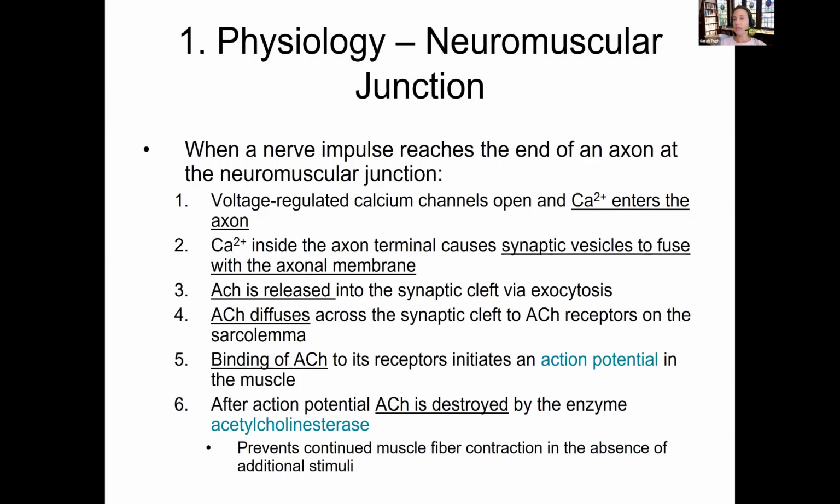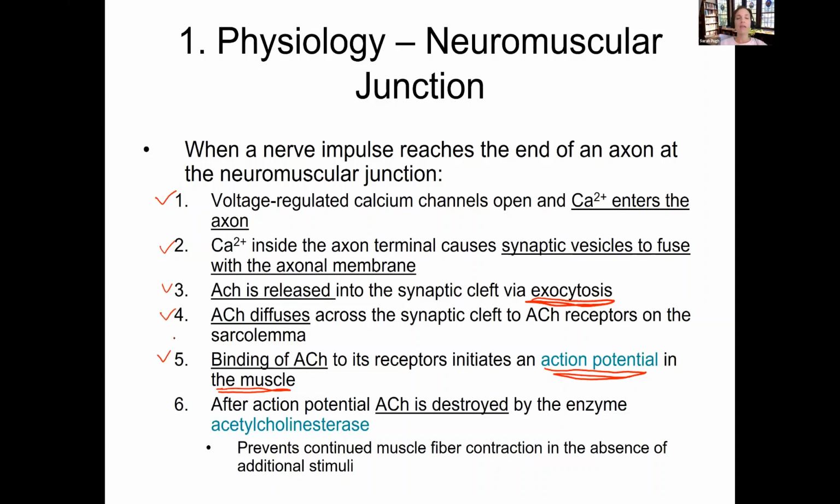So I'm going to walk you through these steps. These are the same steps we just did. So this tells you, calcium enters into that axon when that impulse gets to the end. That's going to cause synaptic vesicles to migrate to the end of the axon. Acetylcholine is going to get released through exocytosis. Acetylcholine now diffuses across the cleft and binds to those receptors. And binding of acetylcholine to those receptors is going to cause an impulse or an action potential in the muscle cell. So we walked through steps 1 through 5.